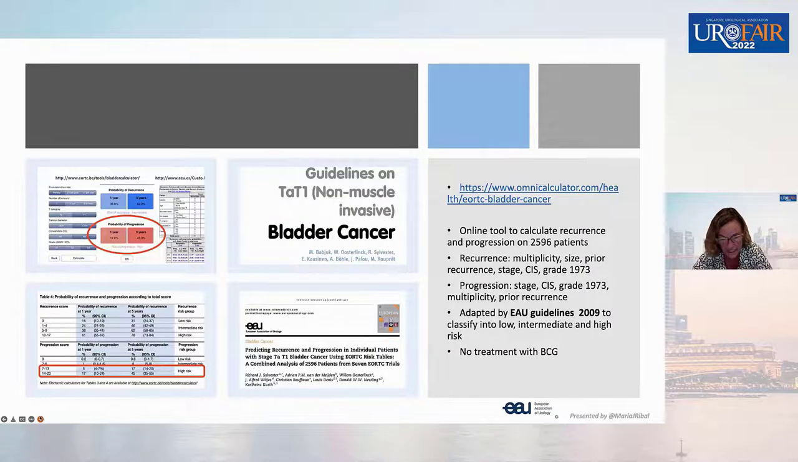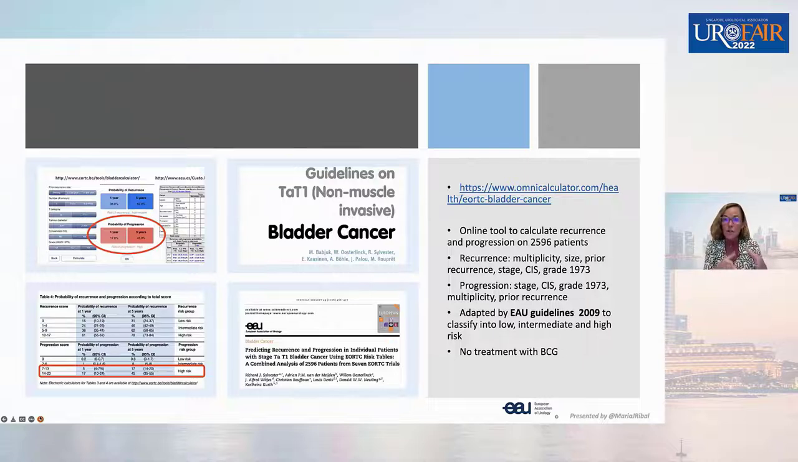In 2006, the first progression model came from the study of patients in the EORTC trials. This was based on data from more than 2,500 patients, and they built models for recurrence and also for progression. These patients had primary tumors, not treated with BCG at that moment, and it allowed us to create a classification into low, intermediate, and high risk of progression.